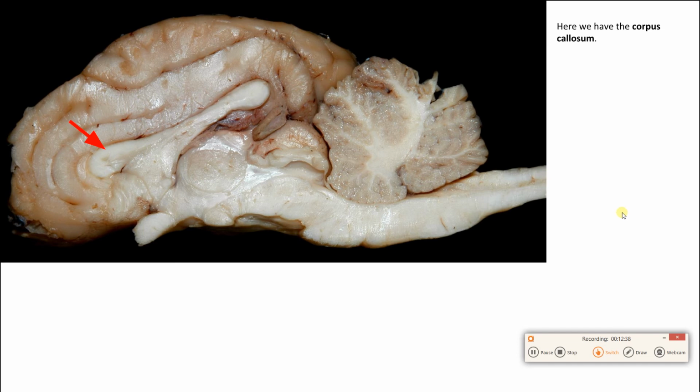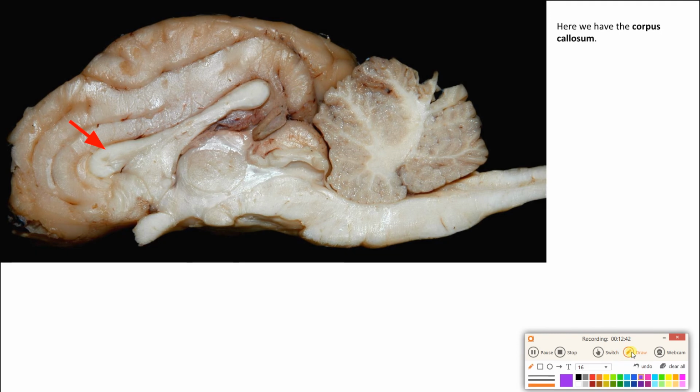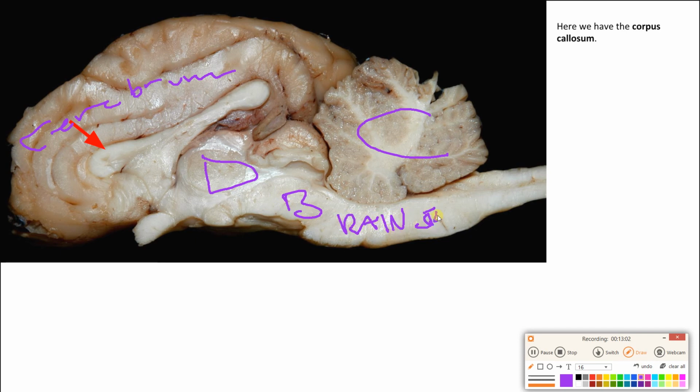So now we have a mid-sagittal section. We got a mid-sagittal section. We can still see the cerebrum right here. We got the right cerebral hemisphere here. We got some cerebellum back here. We got some diencephalon right here. And we got a good amount of brain stem. And we got some spinal cord down here as well.